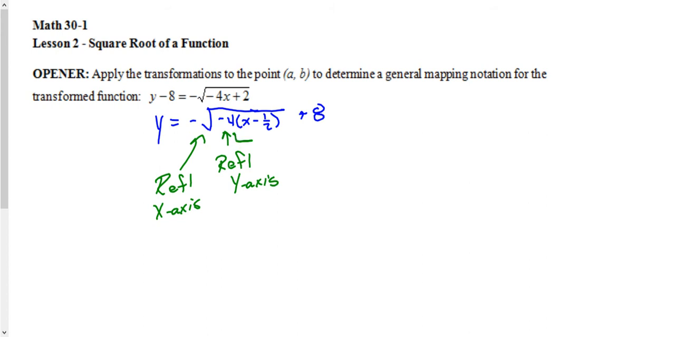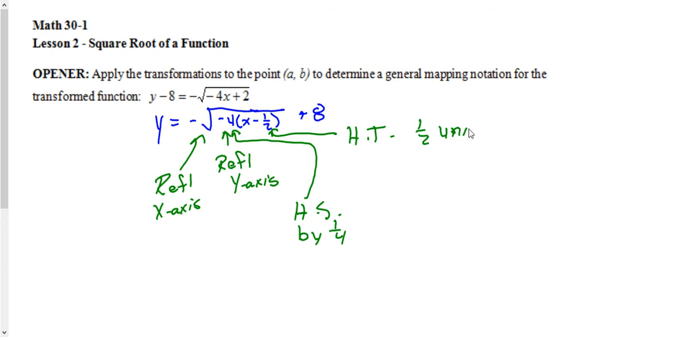We have that 4 inside the radical symbol, meaning that that's a horizontal stretch, and that's going to be by a factor of 1/4. We have this negative 1/2, which is of course our horizontal translation, and that's 1/2 unit to the right. And finally, we have this plus 8 here. That's our vertical translation. We're going 8 units up.